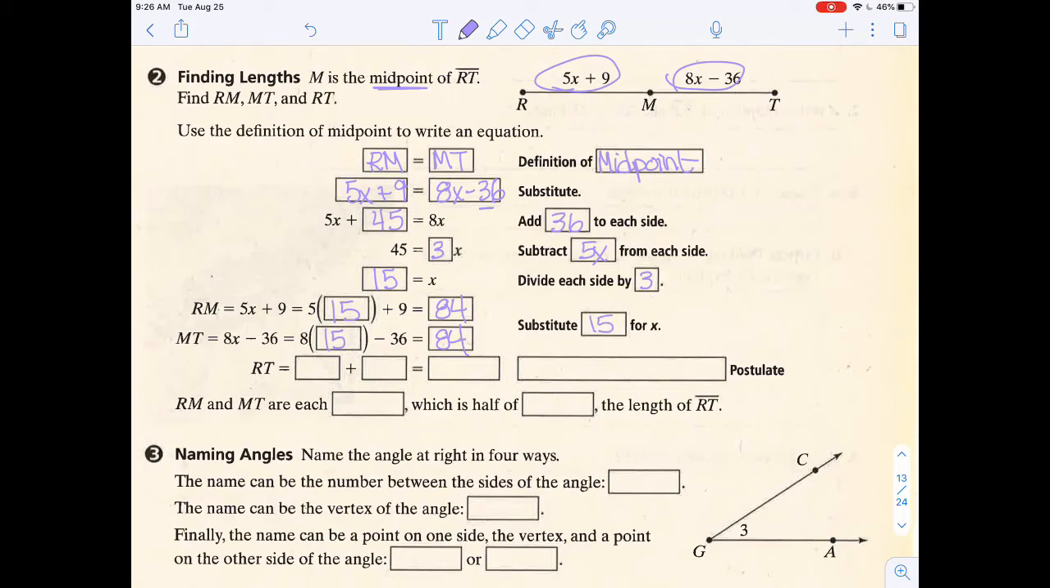Okay, then we're trying to find RT, so that's the whole thing. So it should be 84 plus 84, because we take those two pieces. If we add those together, we get 168 because of the segment addition. We took two pieces and added them together. Segment addition postulate.